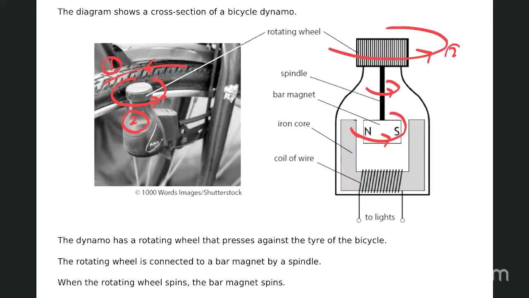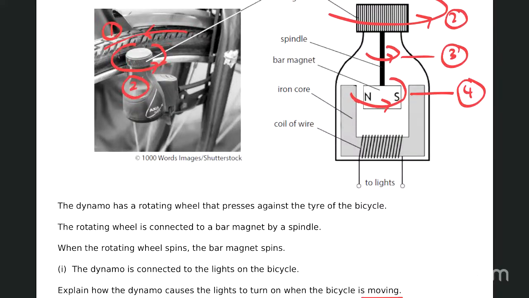Once the head is moving, what will happen? The spindle will also move, right? It will also be rotating. Since the bar magnet is connected to the spindle, the bar magnet will also rotate. So that is the fourth point. Once it is rotating, the magnetic field lines will be cut by the iron core.